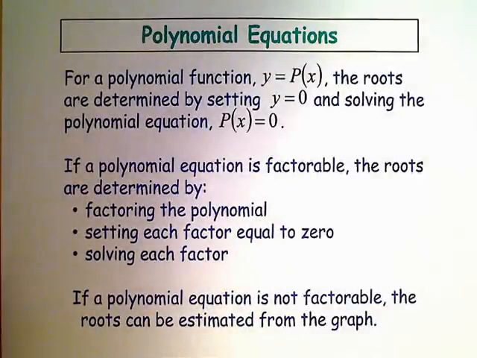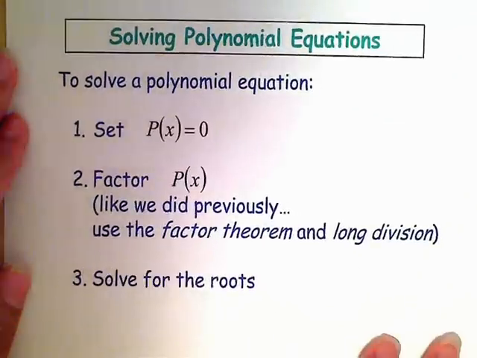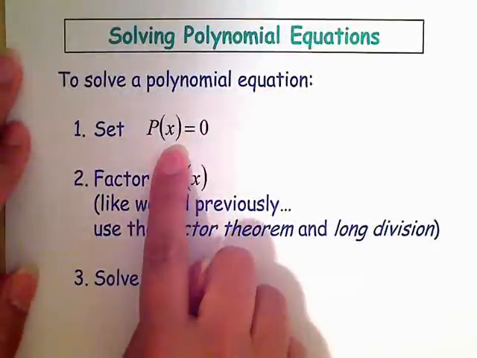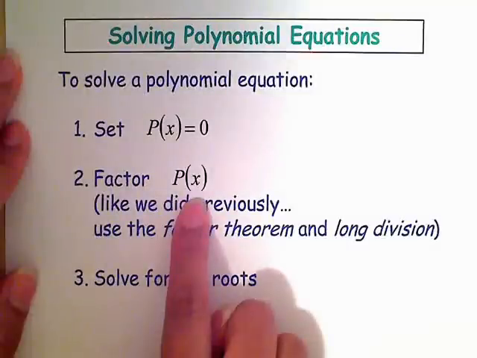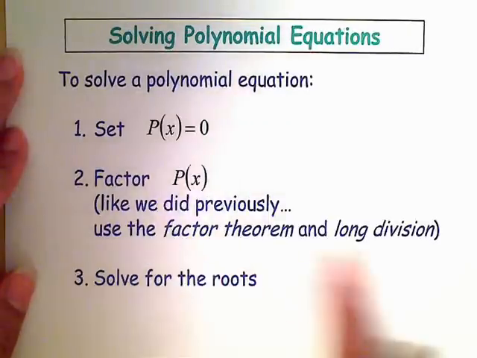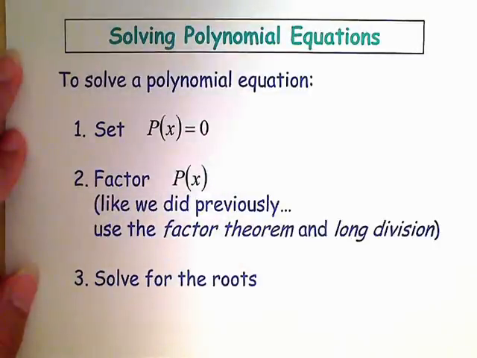Okay, so some quick steps for you to solve a polynomial equation. Your first step is to set the function equal to 0. And then factor the function or factor the expression just like we did previously. So use the factor theorem to figure out a factor, and then use long division to factor it further. And then your last step is to solve for the roots the exact same way we did in the past.